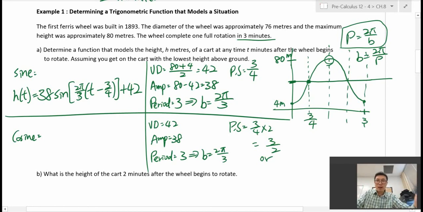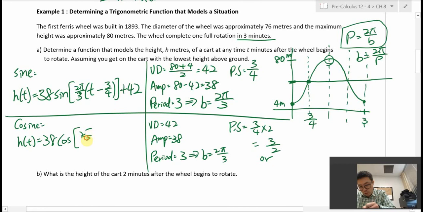Cosine usually starts from the maximum, but you can see in this case, cosine is starting at the minimum. So really what we can do is say that there is no phase shift, but now the graph is being flipped, which means A is now negative. So I'll show you 2 cosine functions. You can write 2 different ones. You could have h of t equal to 38 cosine of 2 pi over 3 times t minus, in this case, 3 over 2, plus 42. Okay, so that's one way of doing this.